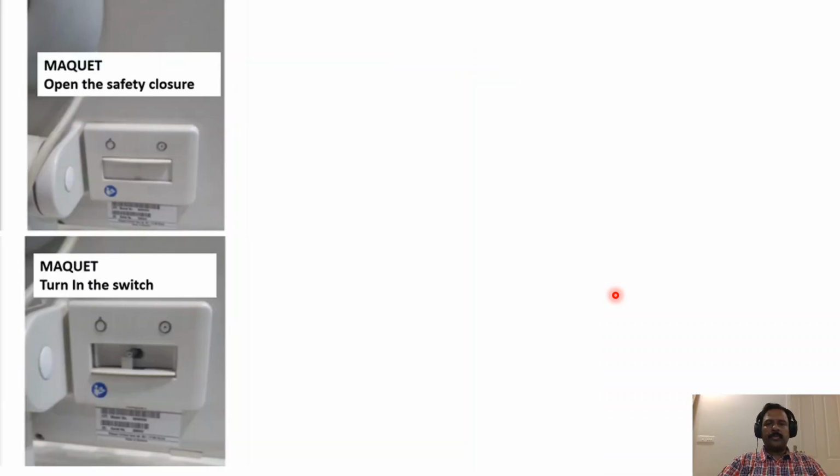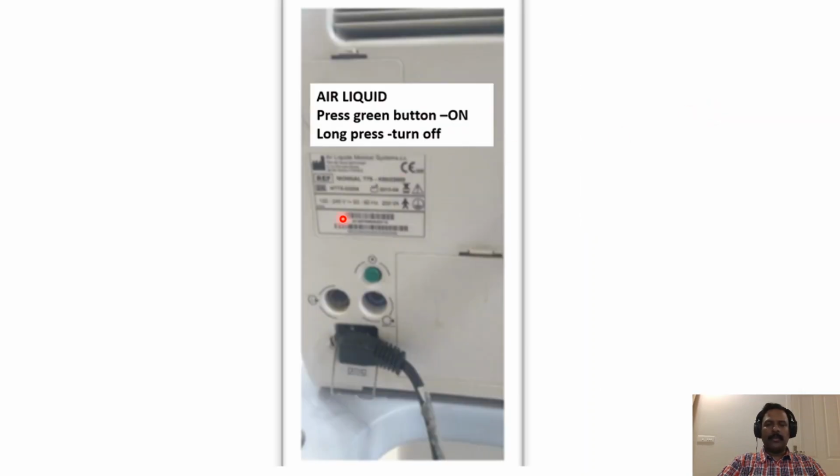So how to switch on the ventilator? Each ventilator is having a different mode. In MACVET, we are having a safety closure. So first we have to open the safety closure. After opening the safety closure, we have to turn on the switch. But in case of GE, whether CareScape or Engstrom, it is going to be simple. You're having a switch here which you can directly turn on. But when you come to Air Liquide, you will be having a green button here. To turn it on, you have to press it. But to turn it off, you have to give a long press.